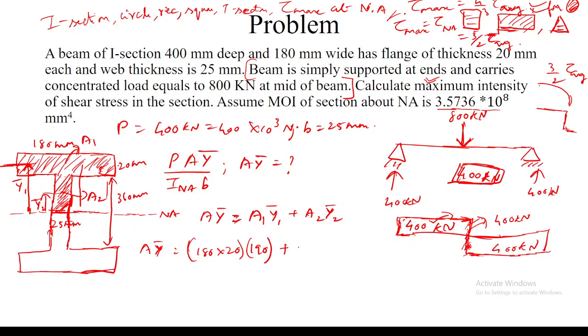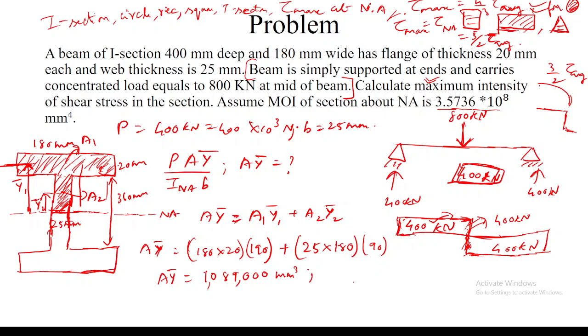Plus, what is the area of A2? 25 into 180, into 90. Okay, so what is the value of A Y bar you are getting? 1089000 mm cubed. Okay.